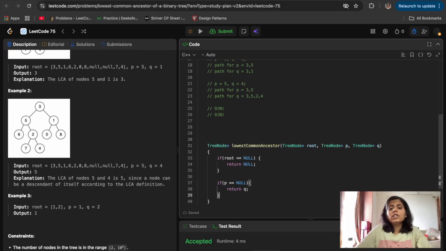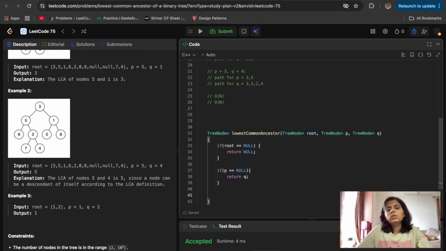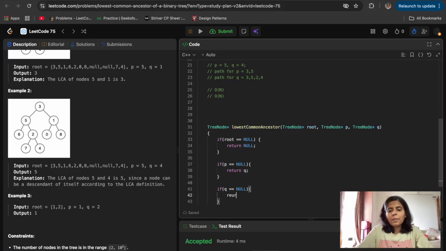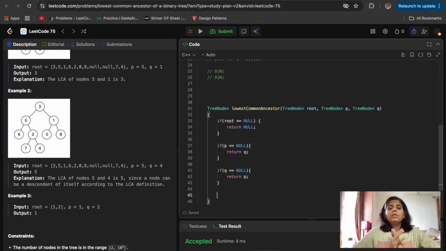Now you will ask me, what if both are null? If both are null, then return null only, because then there is no answer, right? That's why we need to check if P is null, then we will return Q. If my Q is null, then we will return P.